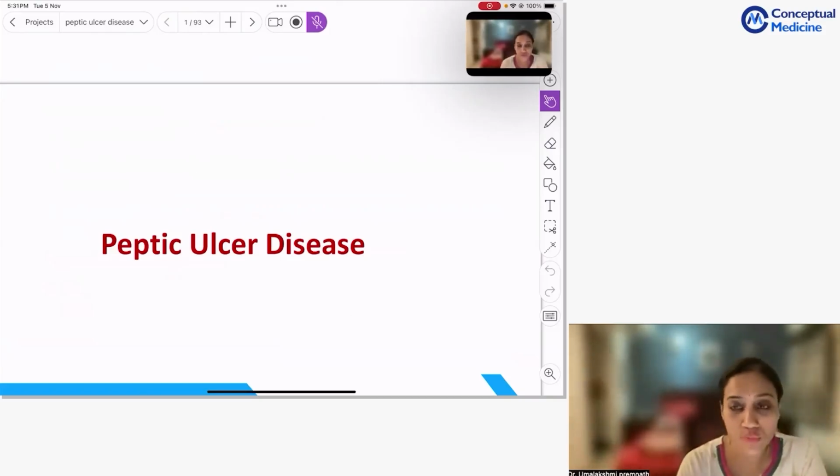So first and foremost, what do you mean by an ulcer? An ulcer is when you have more than 5 millimeter break or loss of the integrity of the epithelium, which results in a local defect or an excavation associated with inflammation.